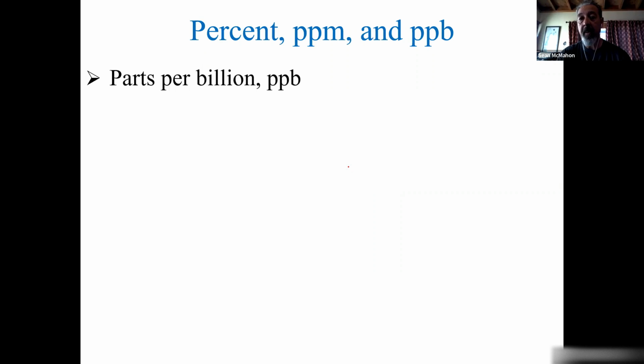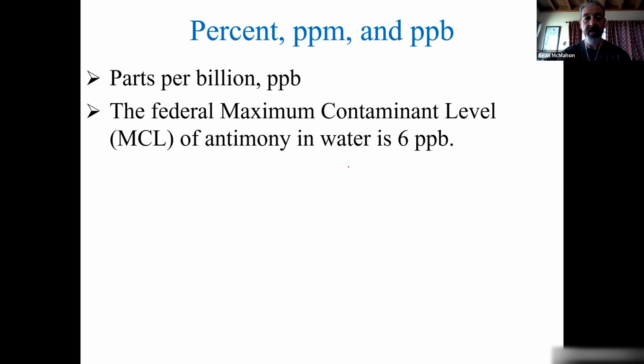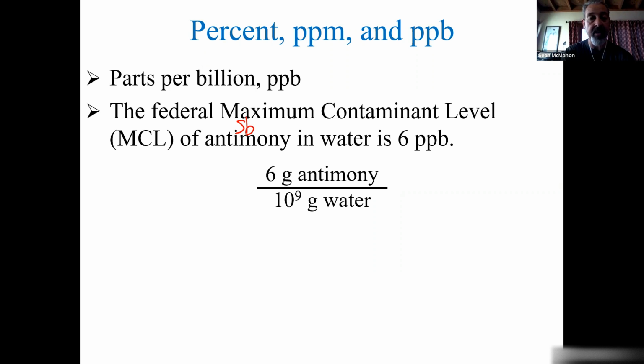So for parts per billion, right? So there's contaminant levels in water. So antimony, elemental symbol SB, okay? So the most we want is 6 parts per billion. So that means 6 grams of antimony, elemental symbol SB, per billion grams of water, okay?